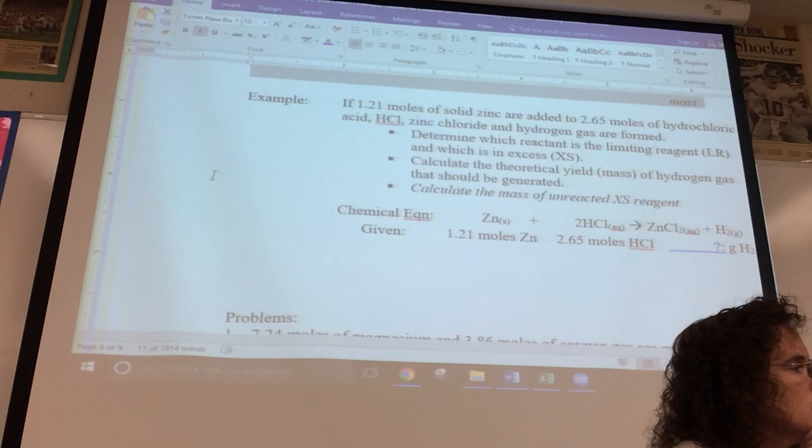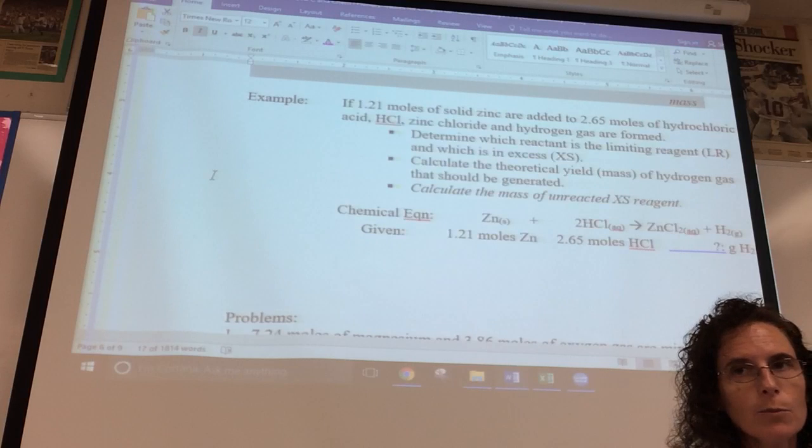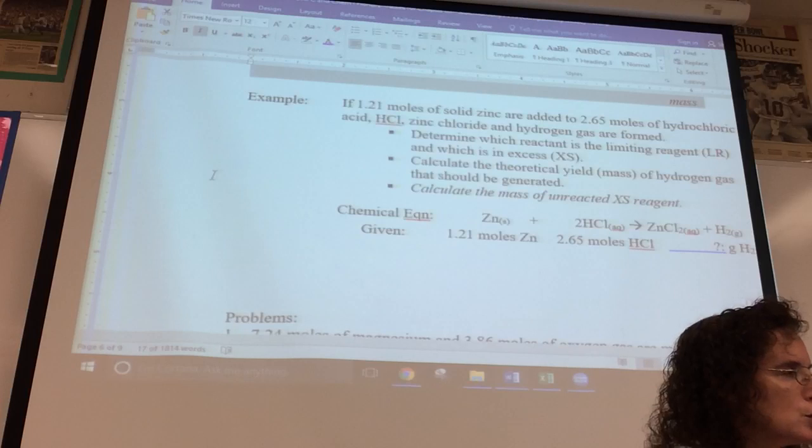It says 1.21 moles of solid zinc are added to 2.65 moles of hydrochloric acid. Zinc chloride and hydrogen gas are formed. So right away, you should see that you have been provided with two givens, 1.21 moles of zinc and 2.65 moles of hydrochloric acid. They want to know what reactant's limiting, LR, what's in excess, abbreviated XS.